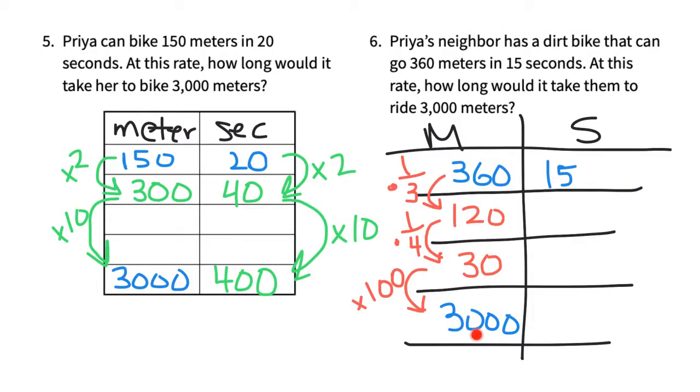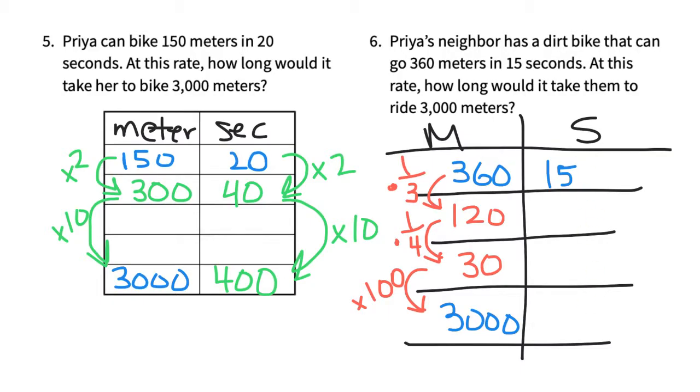Now, is that the only way we can turn 360 into 3,000? Nah, there are other ways to do it. In fact, there's an infinite number of ways that we can do it. But that's just one way. So let's follow that same recipe over here.